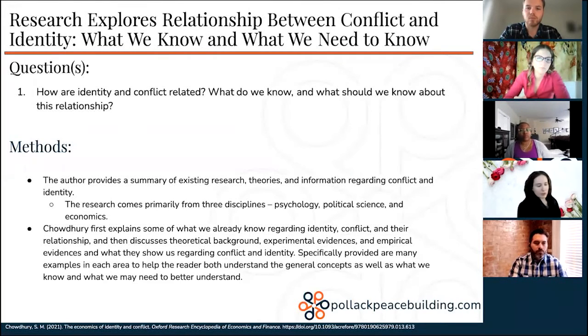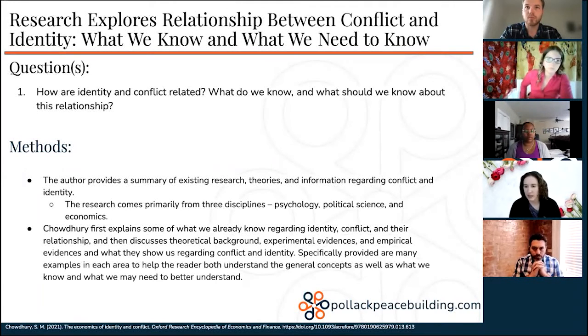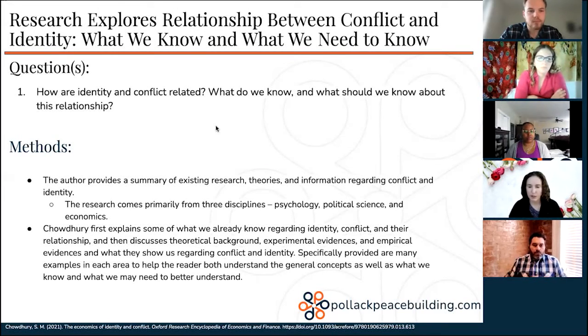And he primarily looks at it through the lens of psychology, political science, and economics, where he also notes that the majority of this information comes from these three disciplines. So he first explains some of what we already know about what identity is, what conflict is, and how they're related. And then discusses some theoretical background and provides an overview of experimental and empirical studies that exist, and what they show us about conflict and identity.